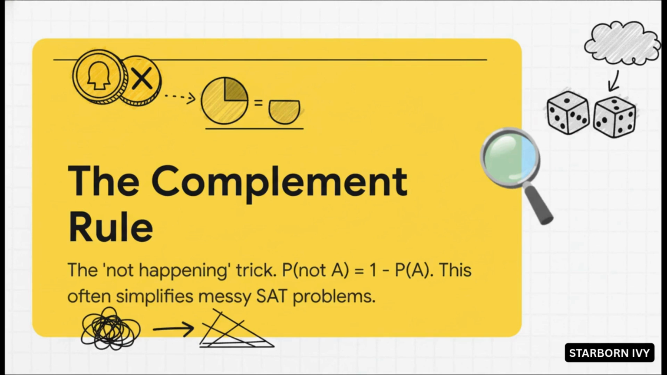You know, sometimes it's way easier to figure out the chances of something not happening. If a question asks for the probability of at least one of something, try calculating the probability of getting none of them, and then just subtract that answer from 1. It's a game changer for messy problems.